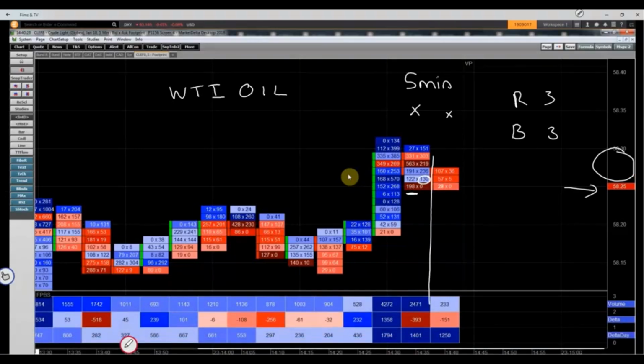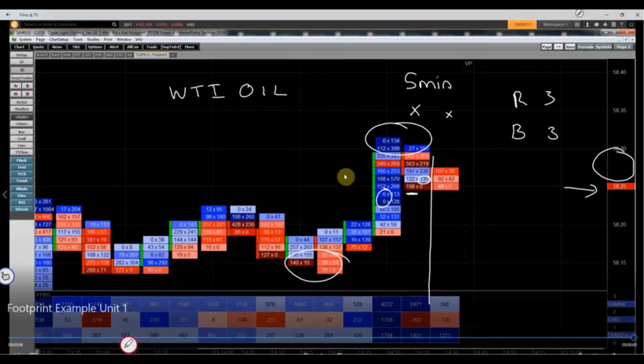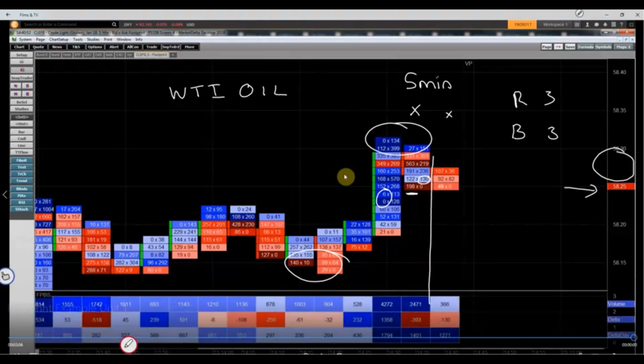Okay, so that's the basic way the footprint works, and as we go through the strategies in this course, we're going to start to build around what all this information means, what these zeros and low volume mean. We're also going to build upon what it means when there are dark colors at the high or dark colors at the low. We're going to talk about a whole host of different trading principles, particularly in Unit 3.